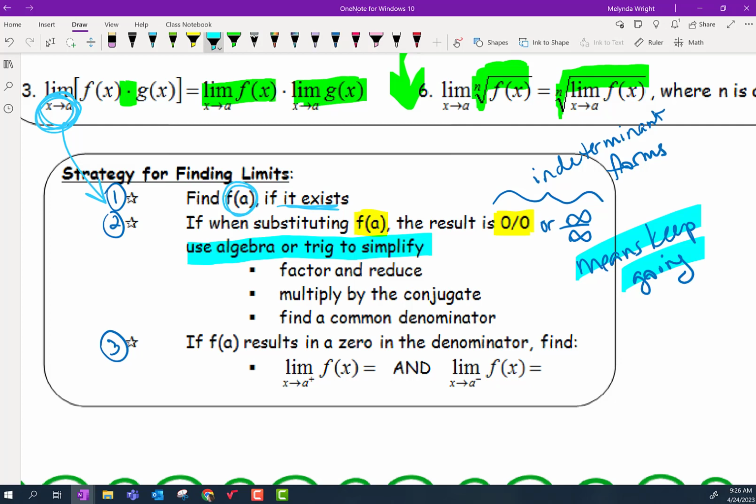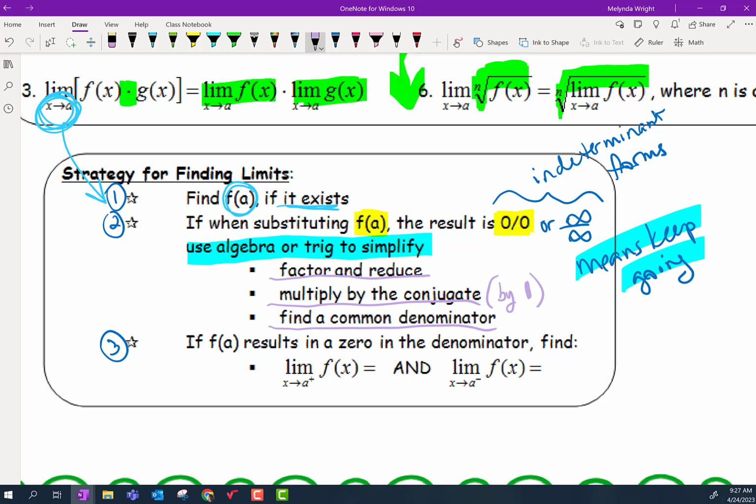Okay, so this type 2 is the most common type that you will encounter, where you plug the a value in, you get 0 over 0 or infinity over infinity. That means keep going. That means do something algebraic or trigonometric to change the way that it looks. Things you could try: factor and reduce is one option. You could multiply by the conjugate over itself. And you can only multiply by 1, right? You can't multiply by anything else. So that means you have to multiply by the conjugate over itself. Or you might just need to find a common denominator, maybe fix your complex fraction.